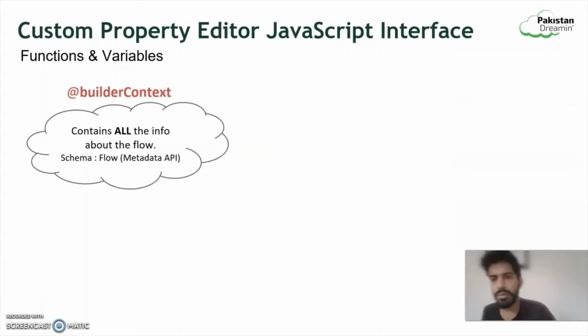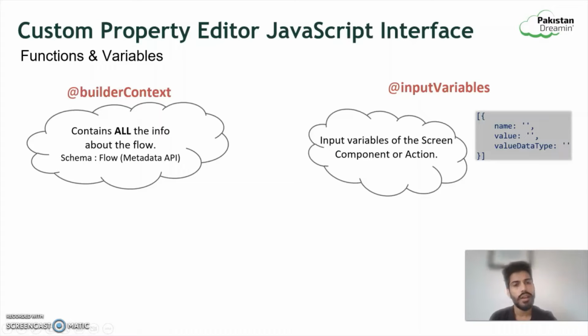To start with, we have builder context. So builder context is basically a property that contains all the information about your flow. And when I say all, it literally means everything that you have in your flow, all the metadata, all that information is available in this builder context property. Next up, we have input variables. Input variables is basically an array of input variables that you have in your screen component or Apex action. And each input variable inside this array has properties called name, value, and value data type.